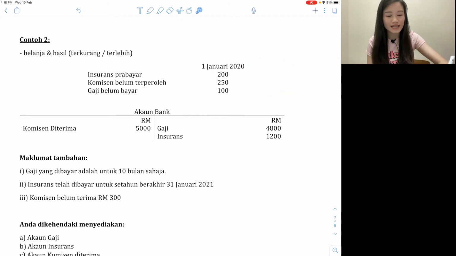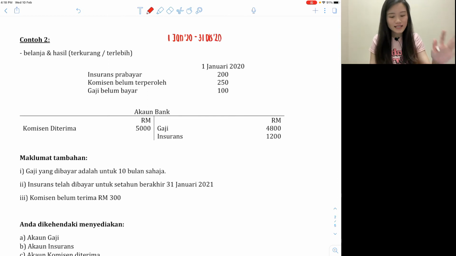But here, I just want to clarify first. Our tempo is still the same as the previous contoh. 1st January until 31st December, no changes yet. Okay, so 12 months. Now, starting here, again, we have our baki area, but not all. It's only for baki BB sahaja. But yes, it will still remain as your first step. Don't forget about that.